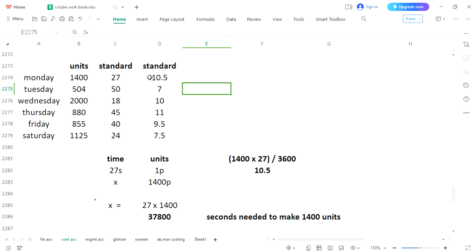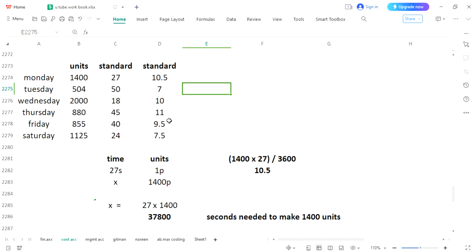How will you explain this standard? In 27 seconds it was asked to manufacture 1 unit. So how much time should be taken by the worker to produce 1400 units? So the time we have evolved is 10.5. This is your standard time.